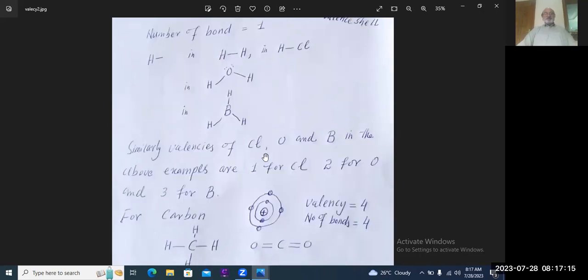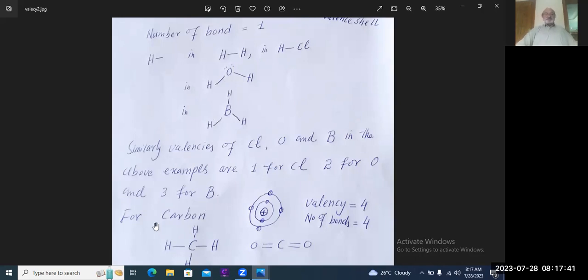Similarly, the valencies of chlorine, oxygen, and boron in the above examples are 1 for chlorine, 2 for oxygen, and 3 for boron. You can see here that oxygen is bonded by 2 bonds. Boron is bonded by 3 bonds.